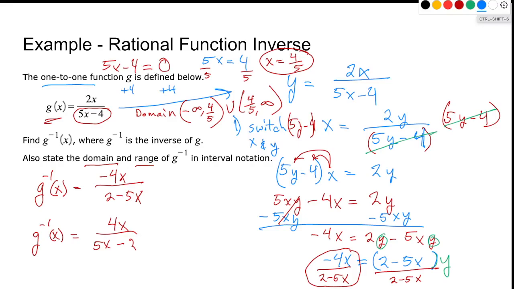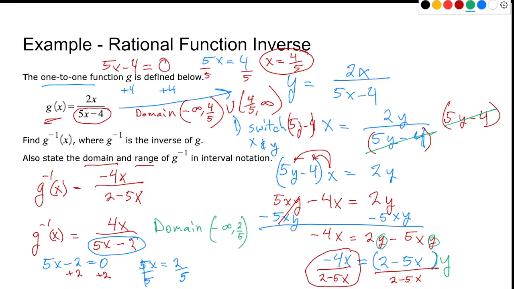Okay, so the domain, I've got to take the denominator, it doesn't matter what's in the numerator, and set the denominator equal to 0. We're going to add 2 to both sides. So that leaves us with 5x equals 2. Divide both sides by 5. And so we see we need to exclude 2/5. And so down here, let's do it with green, the domain of the inverse function is going to be negative infinity to 2/5 union 2/5 to positive infinity.